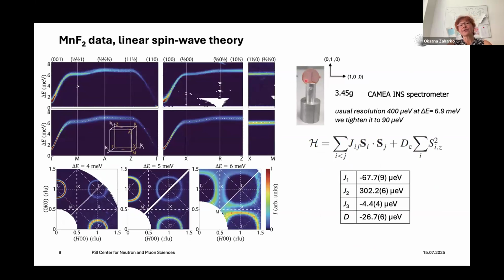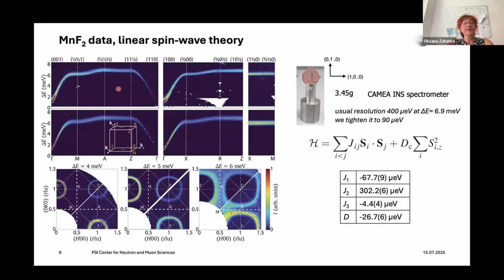We had a huge crystal, 3.5 grams. This crystal was once more a test crystal to check that the spectrometer works well, up to the moment of altermagnetism. And we collected data in 3 different scattering planes: HHL, HK0, and H0L. So all paths in the Brillouin zone which can be interesting. And the most interesting, as I already told, should be those with A and M points.